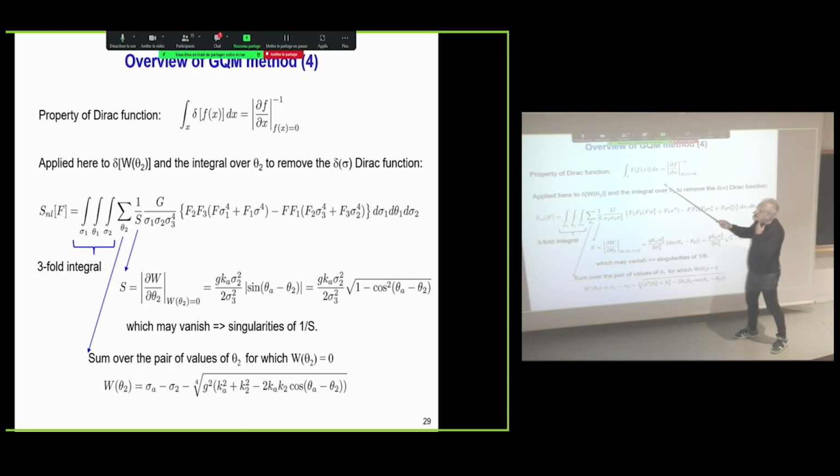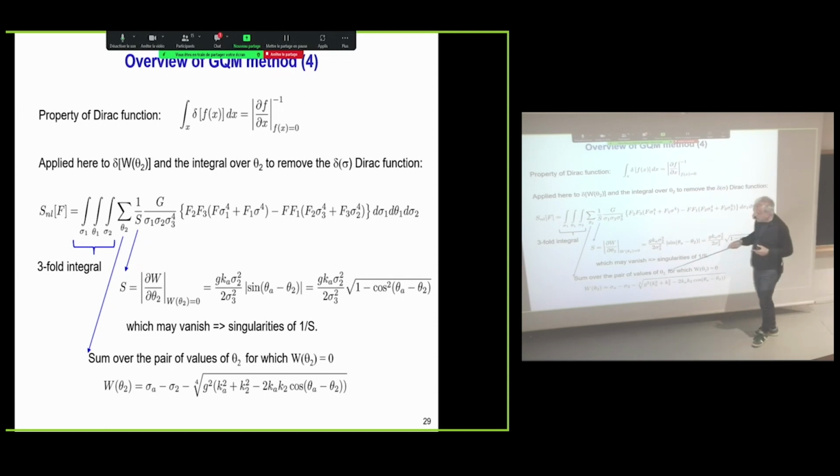Now we have to integrate the Dirac function, and so we use this property. I have been using the same property in the WRT methods. When you integrate a Dirac delta function in this way, the result is given here. This is applied to the frequency difference, and the integral is running over θ2. This allows us to remove the delta sigma function, but it gives rise to this term, which I call 1 over S, which corresponds to this term. It can be derived explicitly, so we have this expression.